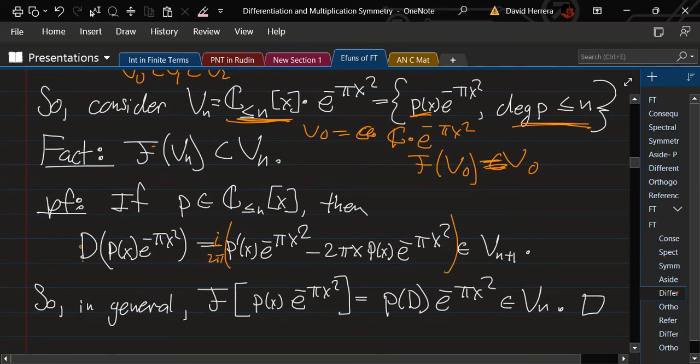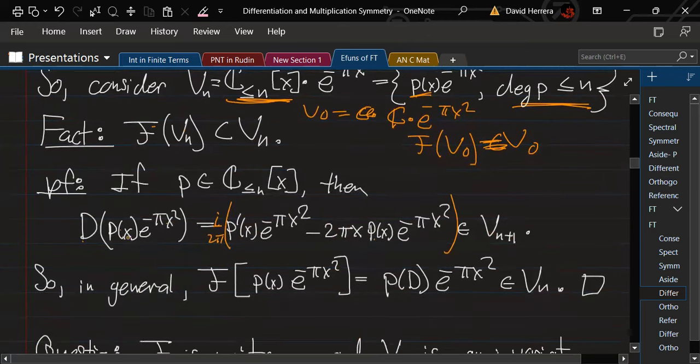But if you do the d, besides that, d is just the derivative. If you differentiate this, you get a polynomial derivative. It's a smaller degree polynomial. If you differentiate the Gaussian, you get minus 2 pi x times the same polynomial Gaussian. Now what happened here? This is just a constant. It doesn't change what subspace you're in. This is going to be a degree n minus 1 polynomial at most. This is going to be a degree n plus 1 polynomial at most. So this is going to belong to Vn plus 1.